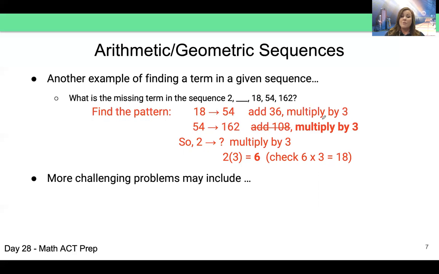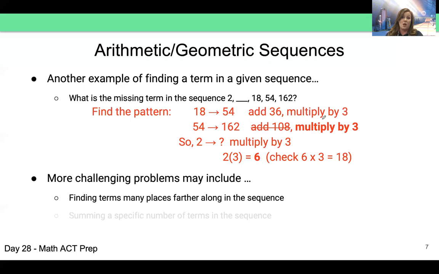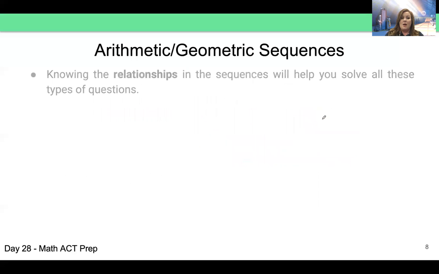Now you might have more challenging problems. These are pretty straightforward and easy. The more challenging ones could be finding terms further along in the sequence. This is when you need the formula. These short ones here, you really don't need to memorize the formula.